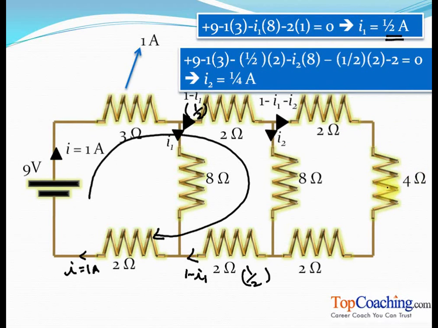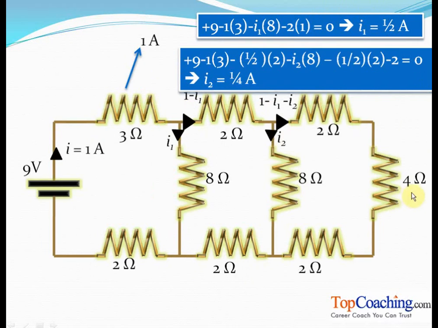And that gives us our answer because we have to calculate the value of the current through the 4 ohm resistor. The current through the 4 ohm resistor is 1 minus I1 minus I2. I2 is 1 by 4 ampere. I1 is half ampere. So the current through the 4 ohm resistor is 1 minus 3 by 4 amperes. That is 1 by 4 amperes, isn't it? So the answer is that the current through the 4 ohm resistor is 0.25 amperes and the current through the 3 ohm resistor is 1 ampere.